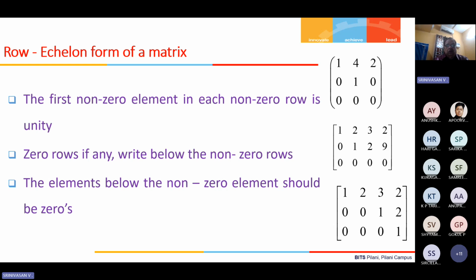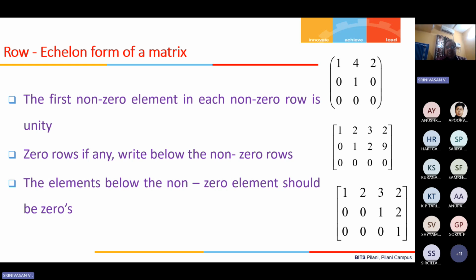Here is a zero row. So what is the condition? The first non-zero element in each non-zero row is unity. So this is a non-zero row, the first element is 1. This is a non-zero row, the first non-zero element is unity, not any other number. It should only be unity. Zero rows, if any, are right below the non-zero rows. Okay, this is a zero row. These are non-zero rows.